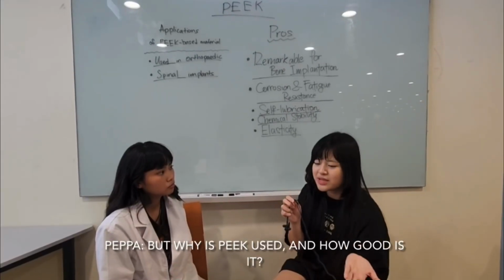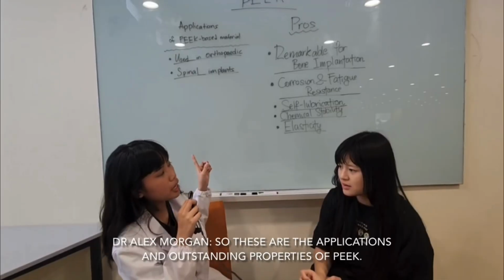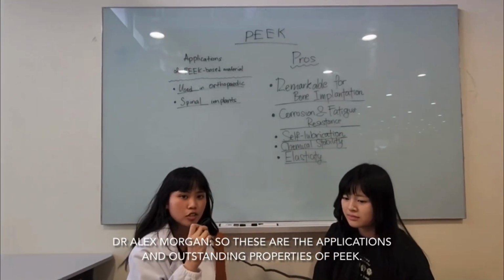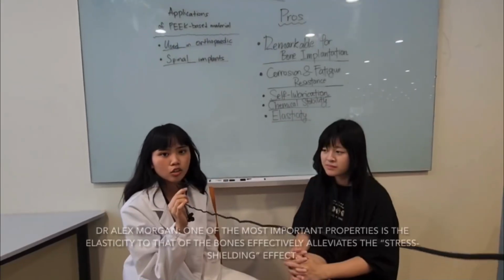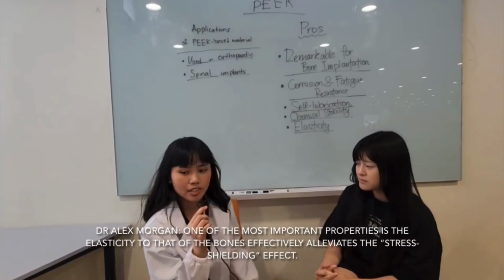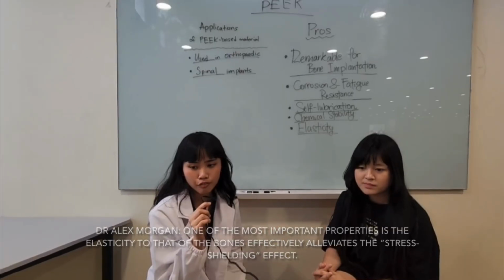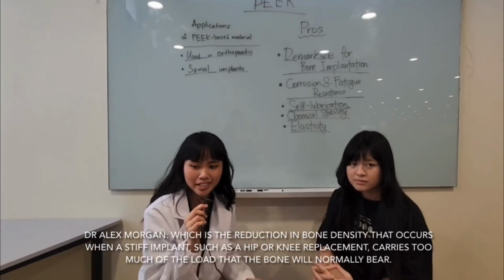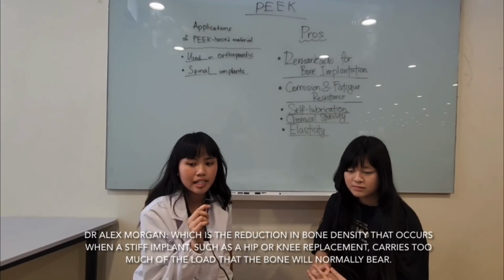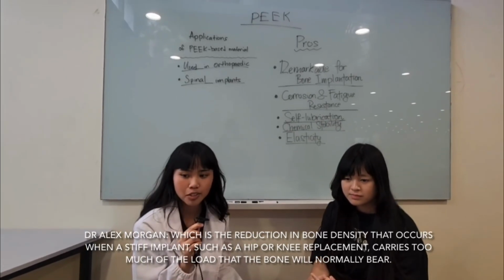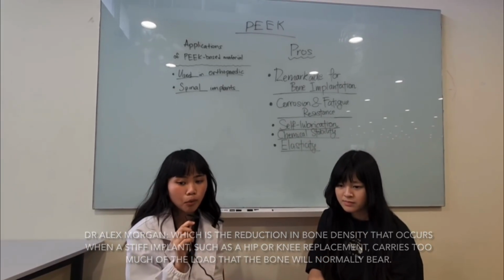Why is PEEK used and how good is it? So these are the PEEK applications and these are the outstanding properties of PEEK. The most important property is the elasticity similar to that of the bones, which effectively alleviates the stress shielding effect. This is a reduction in the bone density that occurs when a stiff implant, such as a hip or a knee replacement, carries too much of the load that the bone would normally bear.